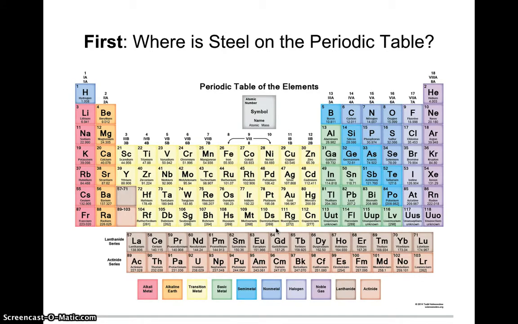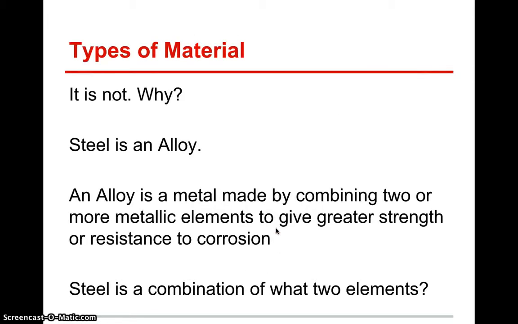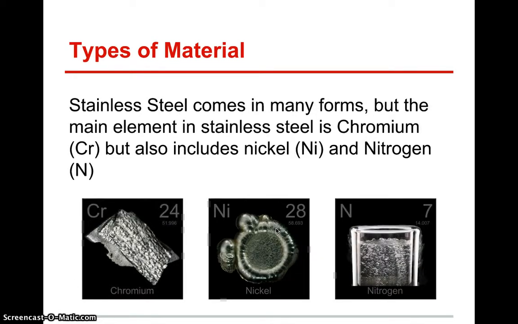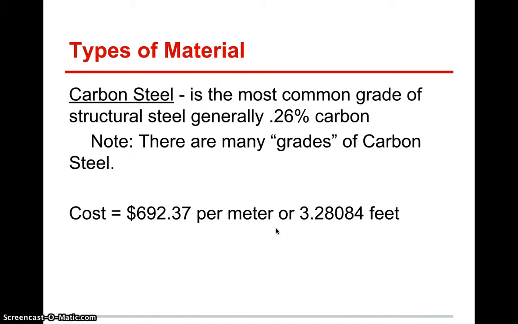Now, steel. Where is it on the periodic table? Trick question. It's not. Steel is an alloy. An alloy is a material made by combining 2 or more metallic elements to give greater strength or resistance to corrosion. Steel is a combination of what 2 elements? Carbon and iron. Now, stainless steel comes in many forms, but the main elements in stainless steel are Cr, Ni, and N. So chromium, nickel, and nitrogen. Now, carbon steel is the most common grade of structural steel, generally 0.26% carbon. There are many grades of carbon steel.